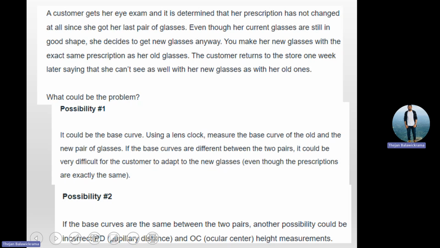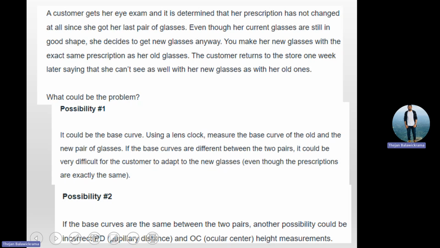Possibility two: if the base curves are the same between the two pairs, another possibility could be incorrect pupillary distance, that is, the optical center of the lens relative to the eye. So this is your optometric idea.